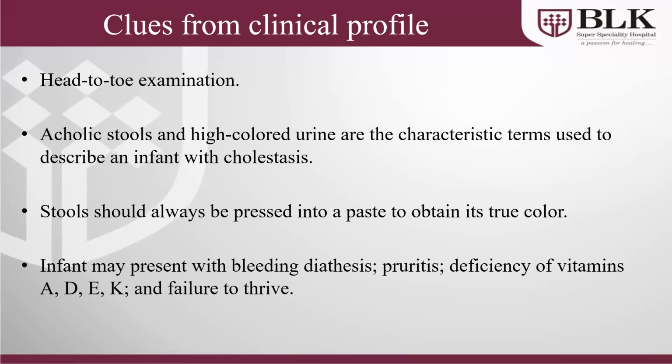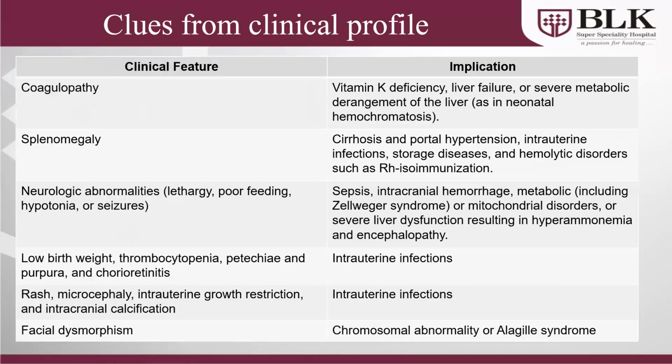Infants may present with bleeding diathesis, pruritus, deficiency of fat soluble vitamins like A, D, E, and K, and sometimes they can present with failure to thrive. So look for these pointers also. Now there are certain clues from the clinical feature or history which can point you towards a specific diagnosis.